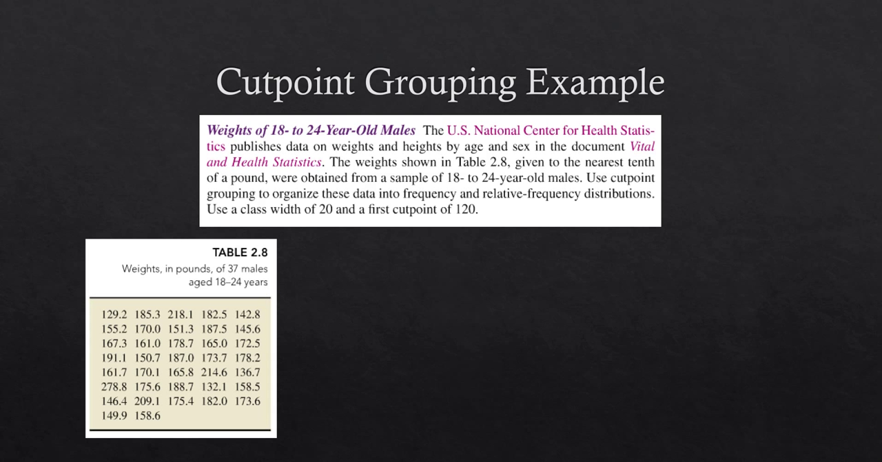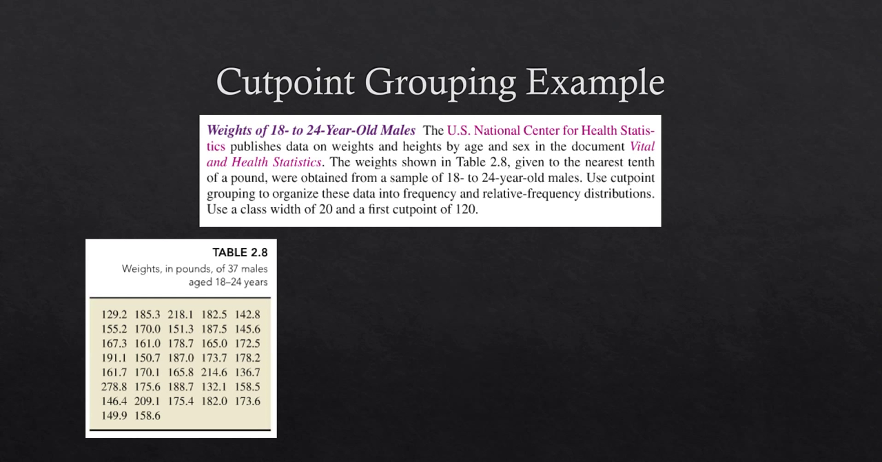Excuse me for that. I find more usefulness out of this when we actually put this into a problem. So you've got these weights shown in Table 2.8, given to the nearest tenth of a pound, were obtained from 18 to 24-year-old males. Use cut point grouping to organize this data into frequency and relative frequency distributions.